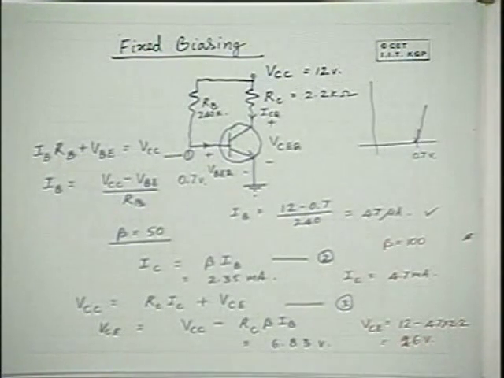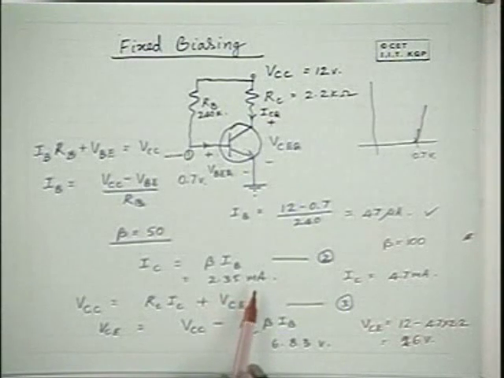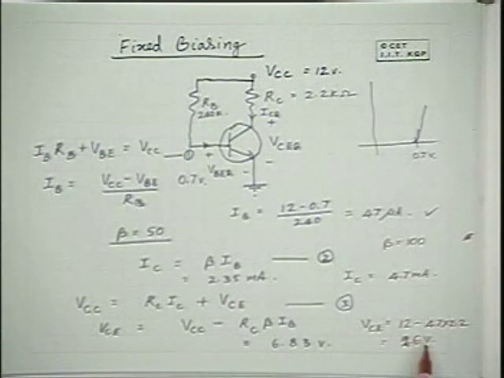2.6 volts. So now earlier the Q point was 6.83 volts and 2.35 milliamperes. Now the Q point is 2.6 volts and 4.7 milliamperes.